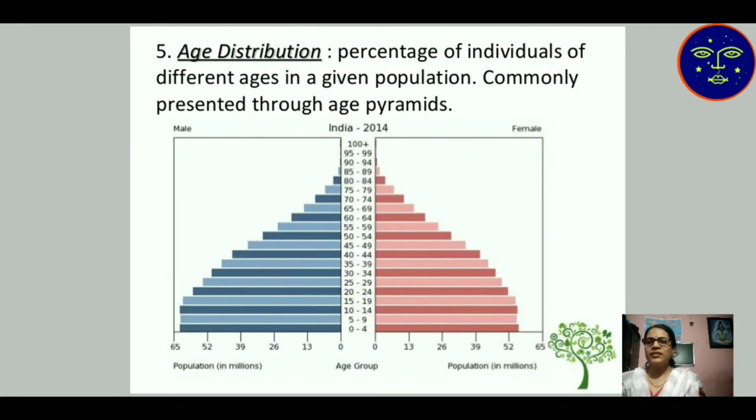Here is the age distribution. The percentage of individuals of different ages in a given population is commonly presented through an age pyramid, in which we see how many people are present in the 0 to 4 age group, 5 to 9, then 10 to 14, 15 to 19, and in this way up to 100 plus. How many individuals are living is known as the age distribution chart of a particular population group.